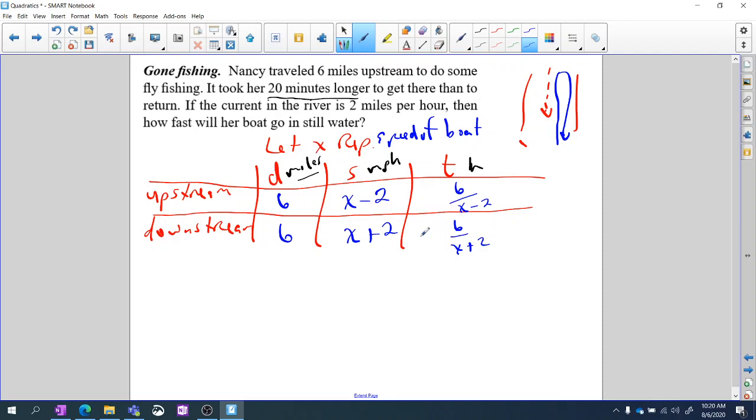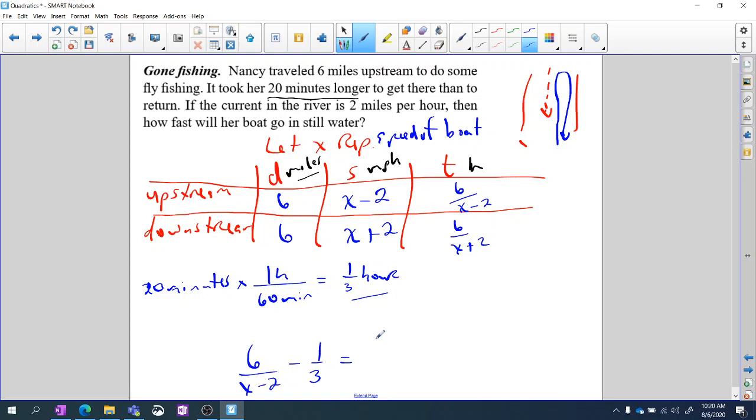And what I know is it took 20 minutes longer to get there, making sense, right? Going against the current is going to take longer. But the one thing you got to do is do a conversion. Well, let's say, what's 20 minutes in hours? Well, what I know is that there's 60 minutes in 1 hour, which means I've got 20 over 60, or 1/3 of an hour. So it takes 1/3 of an hour more to go upstream. So if we took their time to travel upstream, and we took 1/3 of an hour off of it, it should then be the same time it took to travel downstream.